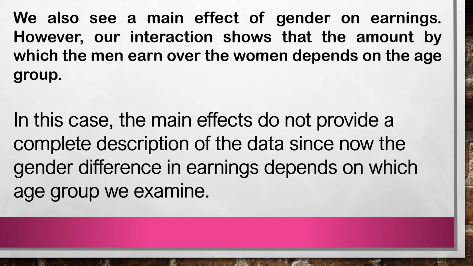We also see a main effect of gender on earnings. However, our interaction shows that the amount by which the men earn over the women depends on the age group. So in this case, the main effects do not provide a complete description of the data, since now the gender difference in earnings depends on which age group we examine. Therefore, there is a very strong interaction present, and our main effects don't provide us with enough information to get an accurate idea of the relationship between age and earnings as well as gender and earnings.